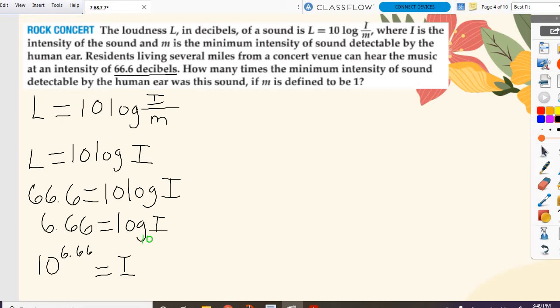Well, now that's nice. Our I is already solved for. It gives us stuff that just has numbers in it. So we can go ahead and plug all of that into our calculator. And you are going to get a big number. So it is going to be 4,070,881.896.